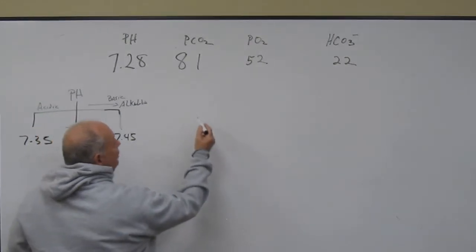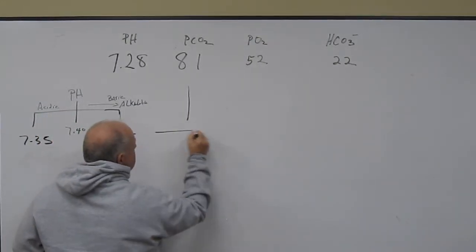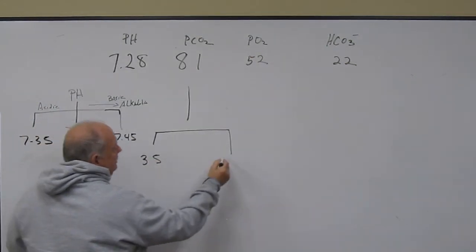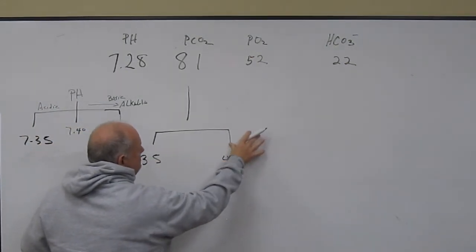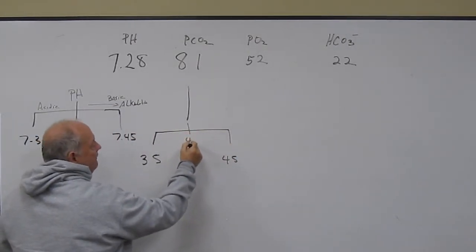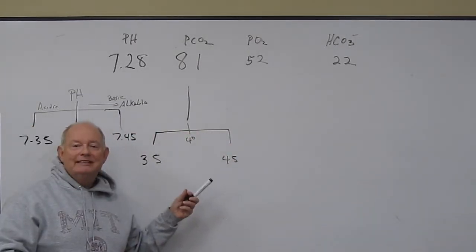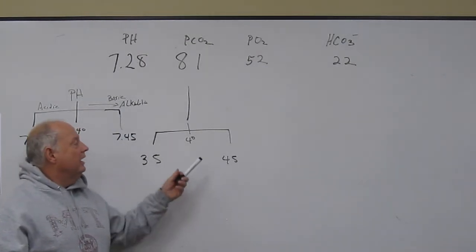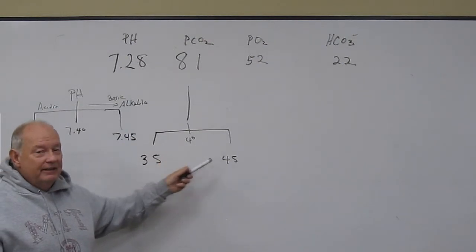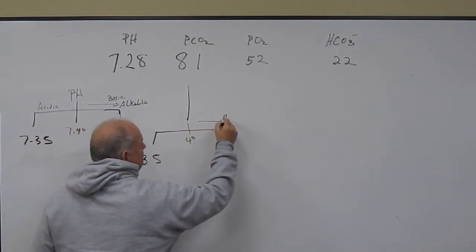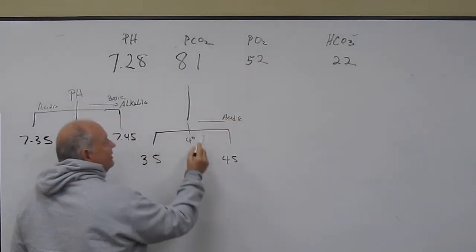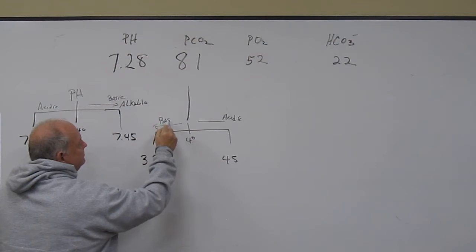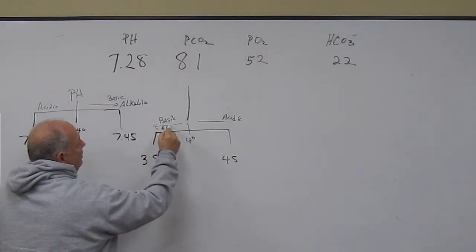Let's take a look at CO2. Here we have a range of 35 to 45 with an exact balancing point at 40. Now CO2 is an acid. Carbonic acid is a good one. And more of it is, of course, acidic. If we have less of it, then it is basic or alkalotic.